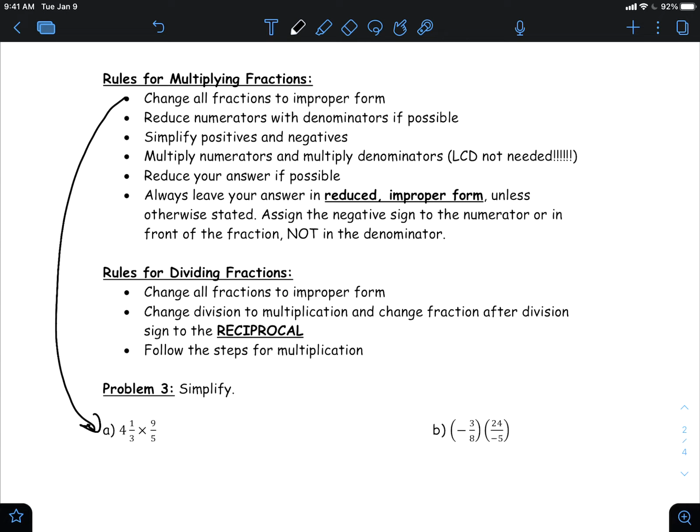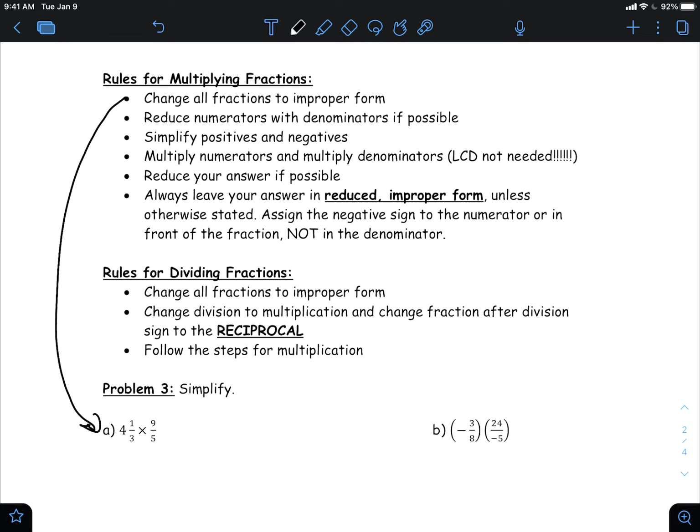Lowest common denominator not needed for this. Why is this not needed? Are we adding and subtracting? Not yet. So we don't need lowest common denominators. We're just multiplying. So yesterday I showed you we're just going to multiply the top and multiply the bottom. That's different than adding and subtracting. Please do not do that when we add and subtract. That's a no-no. That's why they're two separate lessons.